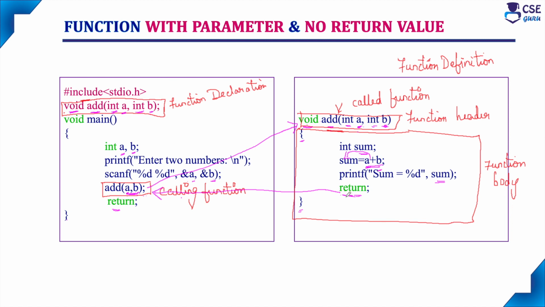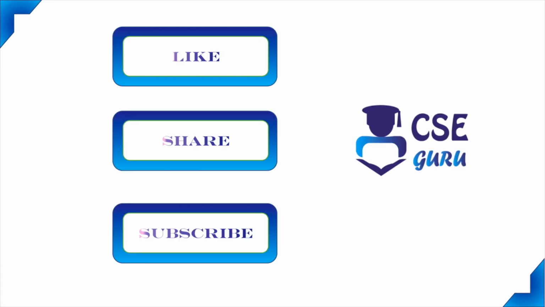So in this session, we have discussed the second category of function, that is function with parameter and no return value. In the next session, we will discuss the third category of function, that is function without parameter and return value. Thank you for watching this video.